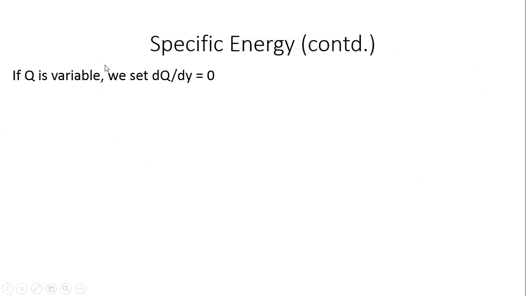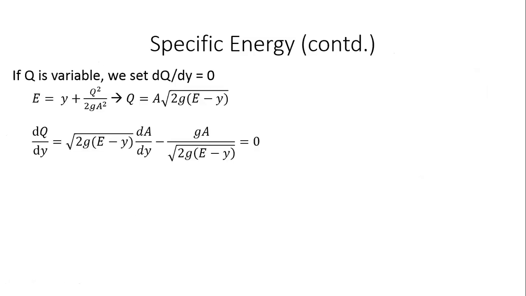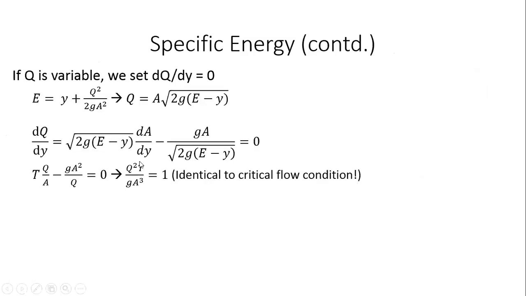Now, for a given specific energy, I'm finding that I get the same condition: Q square T by G A cubed equals 1. Critical flow is the condition at which I get the maximum flow rate. To check that, you have to verify that d square Q by dy square is less than 0. You have to do the second differentiation to find out if it's a minima or maxima. But I'm going to tell you that it's a maxima.